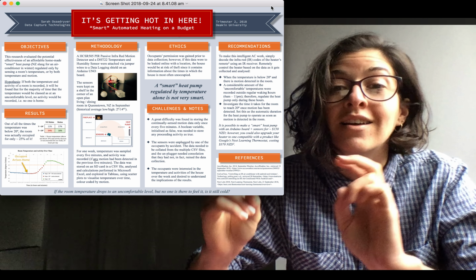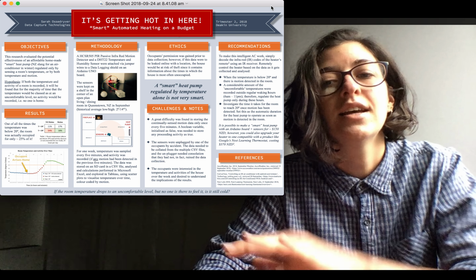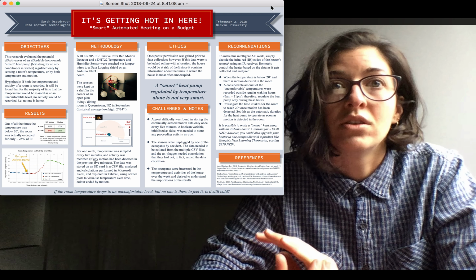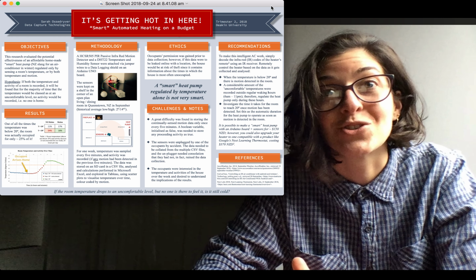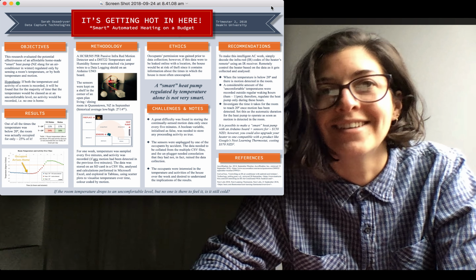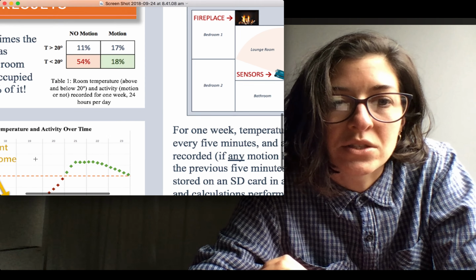Setting my uncomfortable temperature as anything below 20 degrees, because I am a lizard, and detecting for motion, only 25% of the time that the room was under 20 was anyone actually home or awake. A sample of the data collected is shown here. Let me zoom in for you.